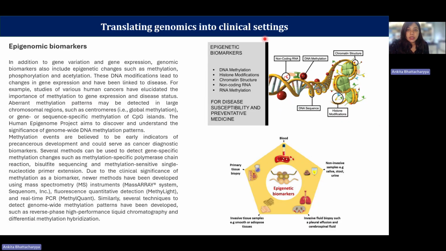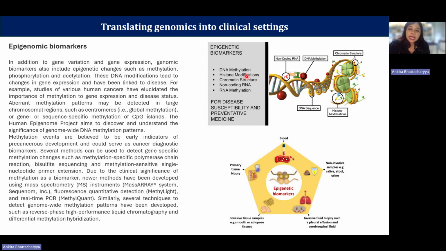So on the right, you see this representation of epigenetic biomarkers that includes DNA methylation, which is what I just talked about. There are histone modifications also. There's chromatin structure, non-coding RNA, RNA methylation. All of these also are taken into consideration for disease susceptibility and preventative medicine.